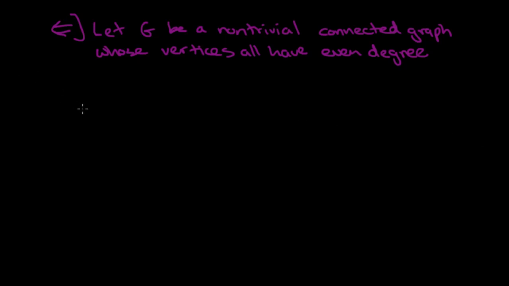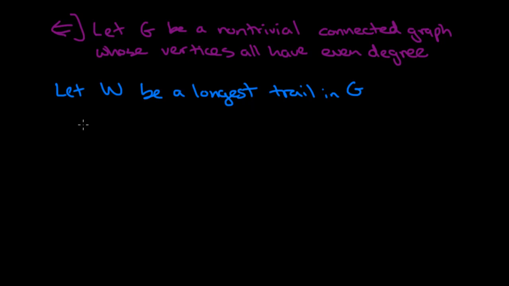Now when we take a longest trail, it doesn't necessarily mean that it's the only longest trail. There could be other long trails of the same length, but for this particular longest trail, you cannot extend it to a longer trail. So what we do is we start off by doing that. We take a longest trail. So let W be a longest trail in the graph. And I'm going to actually say what W is. I'm just going to give it some notation.